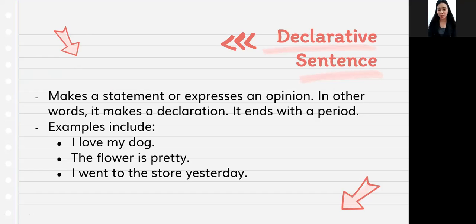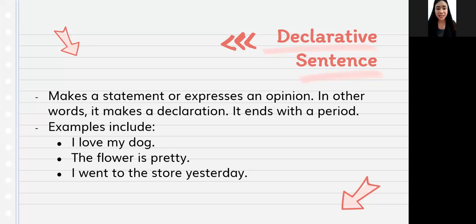Number one is, I love my dog. So, I love my dog starts with the subject and usually ends with a period. The second one is, the flower is pretty. The third one is, I went to the store yesterday.